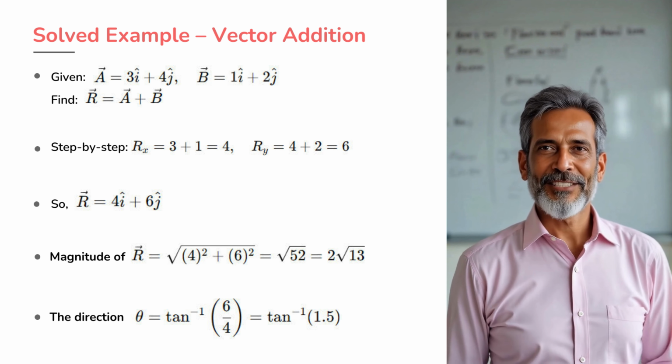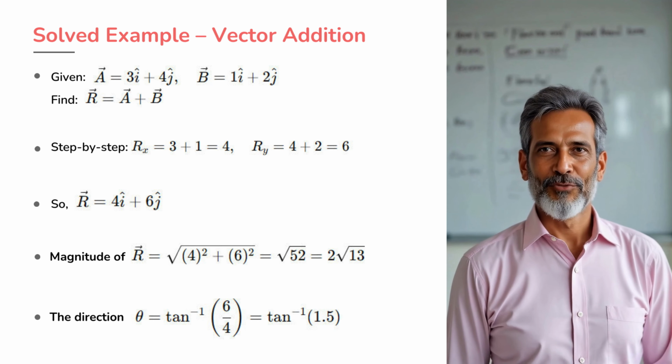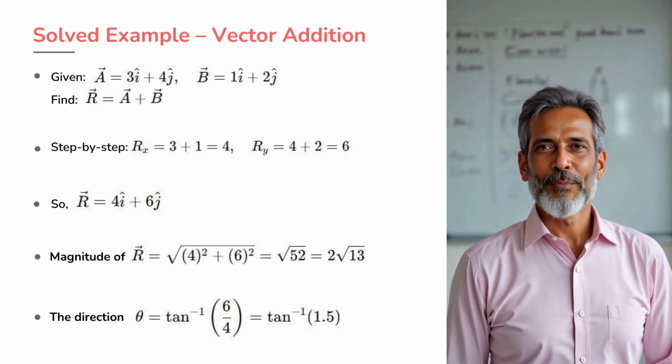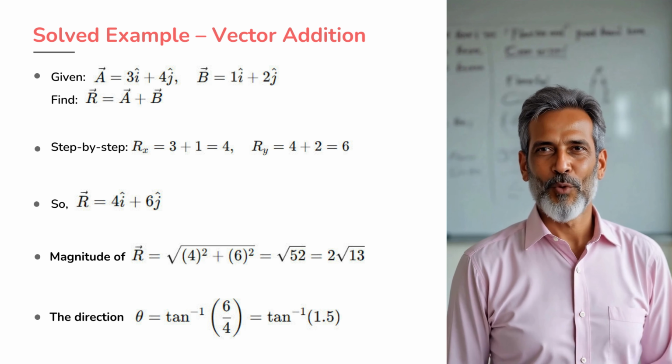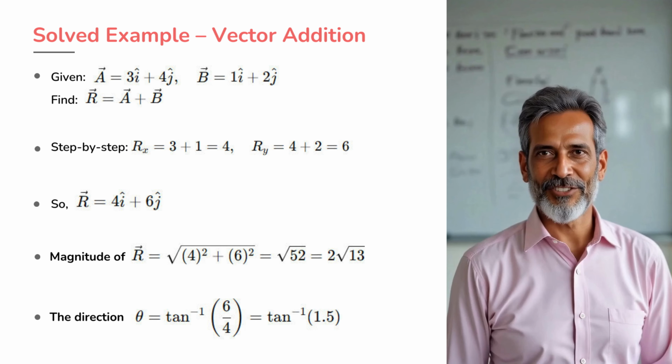Suppose vector A is 3i hat plus 4j hat, and vector B is 1i hat plus 2j hat. Find the resultant vector R, which is A plus B. First step, add the x components. R subscript x equals 3 plus 1, which is 4. Next, add the y components. R subscript y equals 4 plus 2, which is 6. Therefore, vector R equals 4i hat plus 6j hat.